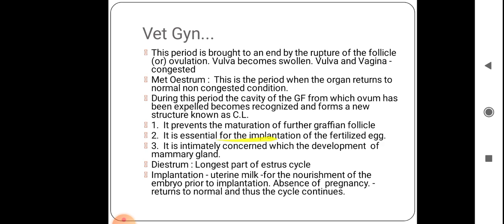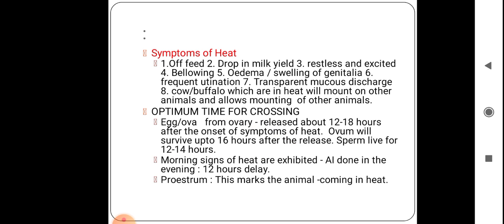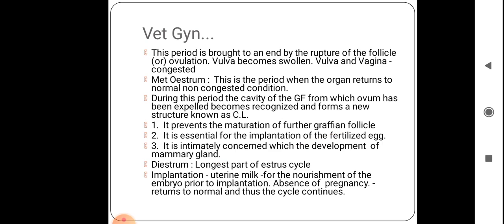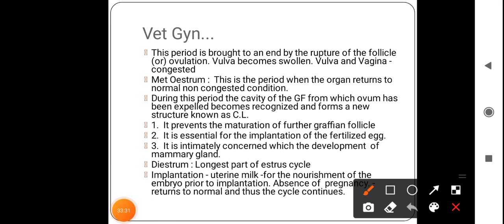It is essential for implantation of the fertilized egg. It is intimately concerned with the development of mammary glands.